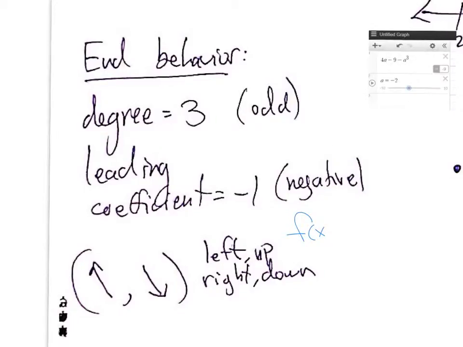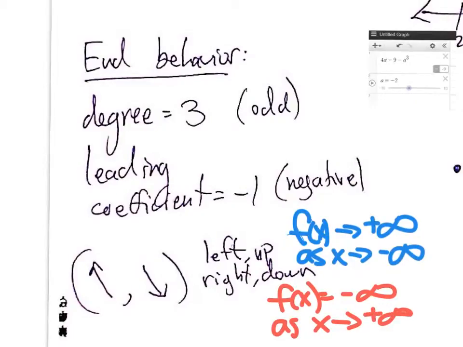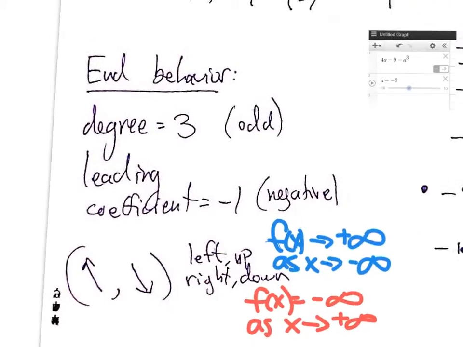All right, we could also say that f of x goes to positive infinity as x goes to negative infinity. That is this, left and up. We could also say that f of x goes to negative infinity, meaning down, as x goes to positive infinity, meaning to the right. Okay, so this is the same thing as this, and this is the same thing as this. Now, how do we plot the points?